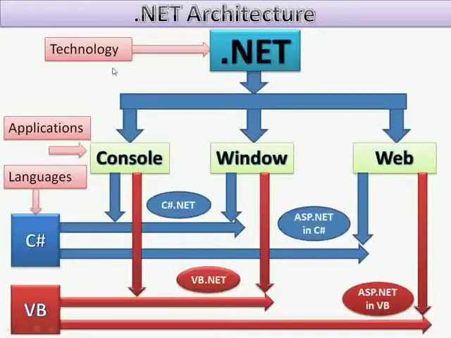Understand the difference between technology, applications and language. The languages mean C, C++, C Sharp, VB. The applications mean console, window, web, mobile, and the technologies mean .NET, Java, Oracle. So don't confuse between these three.